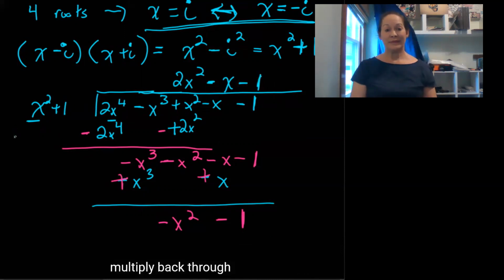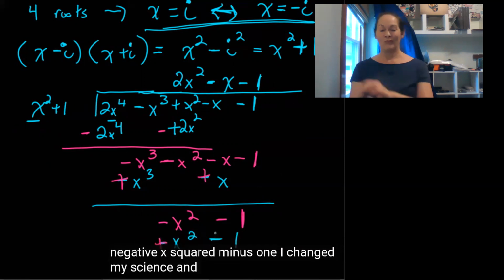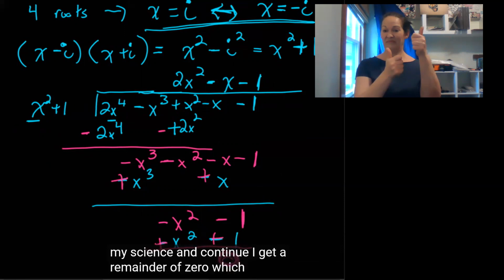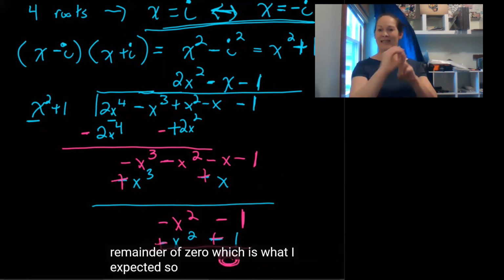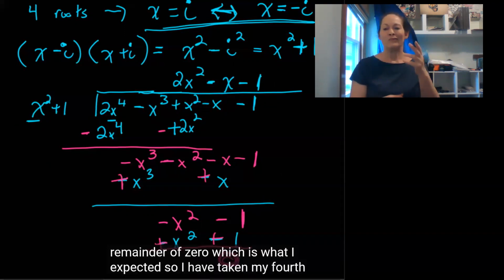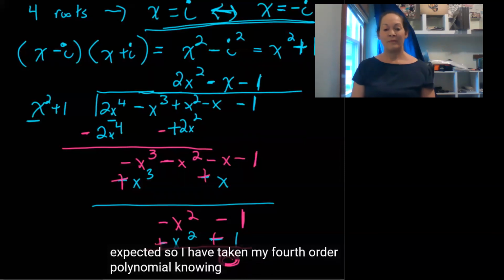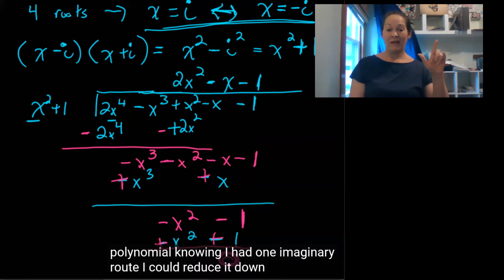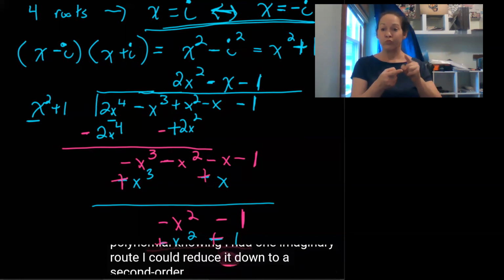I multiply back through. Negative x squared minus 1. I change my signs and continue. And I get a remainder of 0, which is what I expected. So I have taken my fourth order polynomial, knowing I had one imaginary root, and I could reduce it down to a second order polynomial.